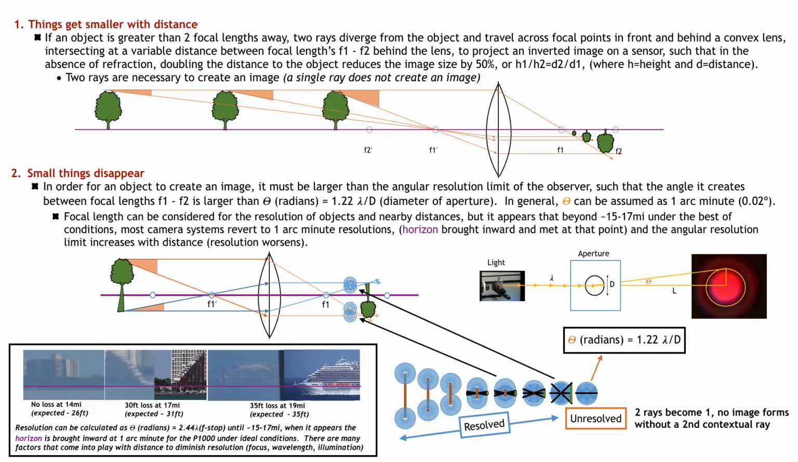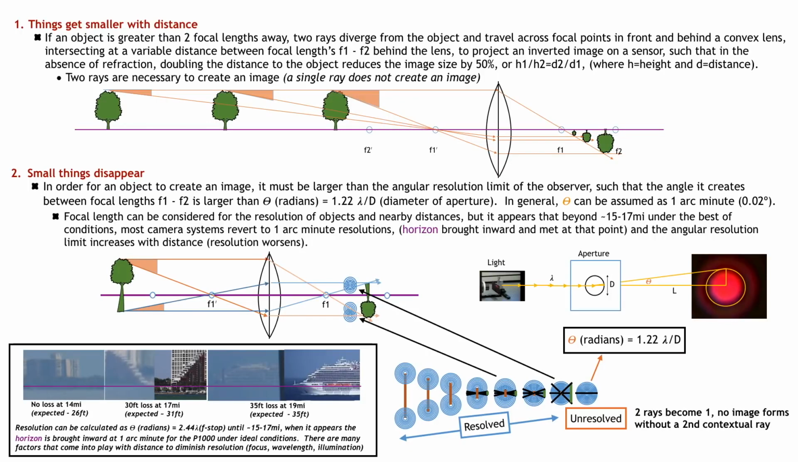But resolution can be calculated as theta in radians equal to 2.44 times the wavelength of light times the f-stop. Again, until about 15 to 17 miles, where it appears that the horizon is brought inward at 1 arc minute, at least for the P1000 under ideal conditions. And again, that is Red Pill Philosophy's footage, and I encourage you to watch part 4 of the video series that I put out in order to describe some of those images as they relate to angular resolution.